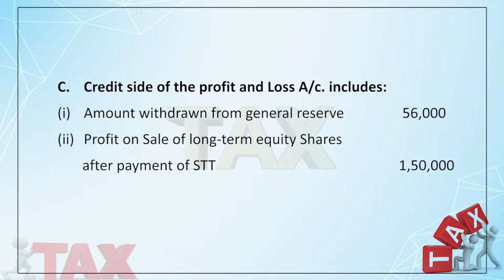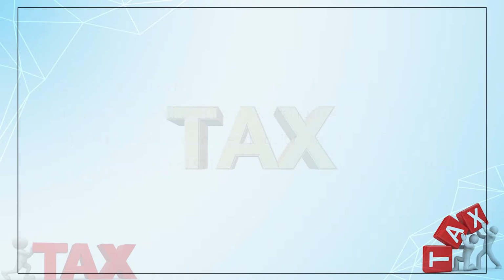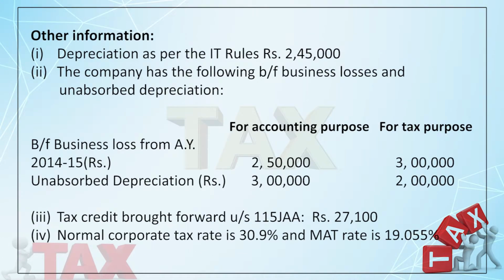And certain items like amount withdrawn from general reserve, and profit on sale of long-term equity shares after payment of Securities Transaction Tax, have been credited to the statement of profit and loss. And there are certain other information also. What are the other information? The depreciation has been given.